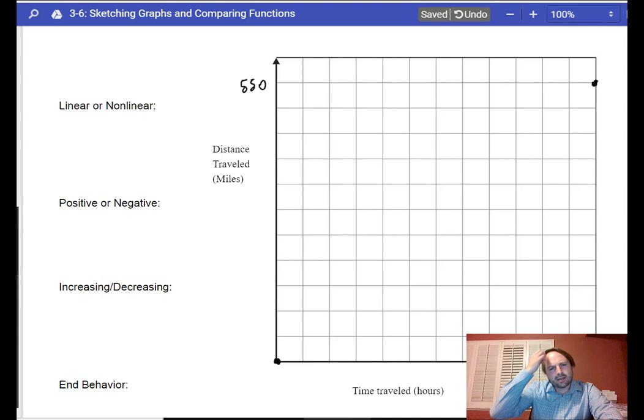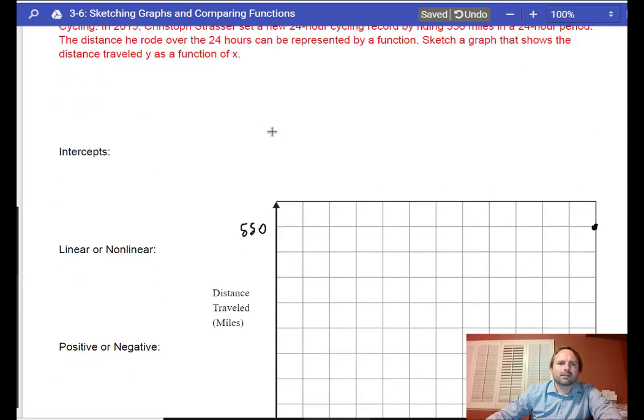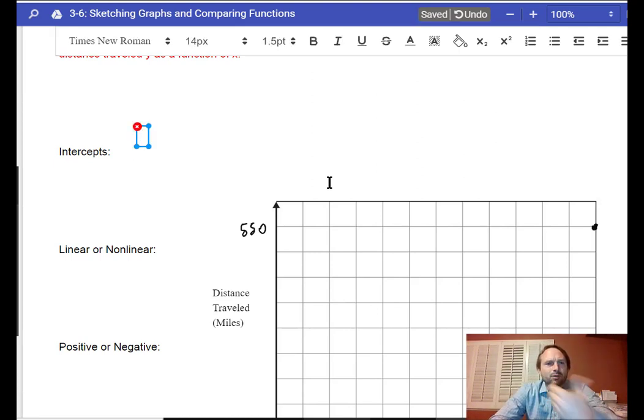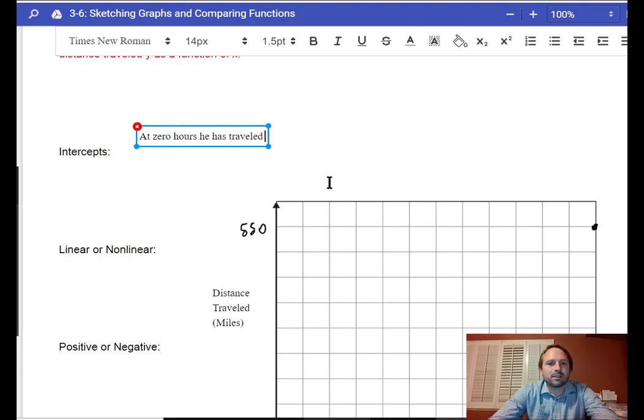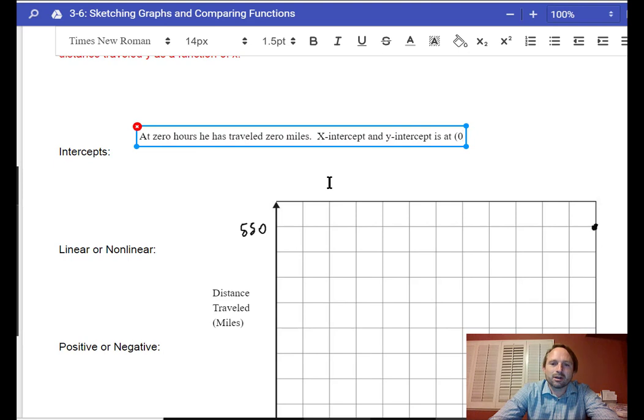So we can make a couple of assumptions right here. We're going to make the assumption that he travels at a constant rate of speed, and a few other ones as well. So before he's traveled any time, he's at the starting location, which would be at 0 hours, he has traveled 0 miles. Therefore, the x-intercept and y-intercept is at 0, 0.